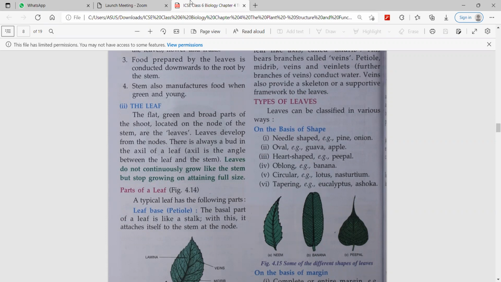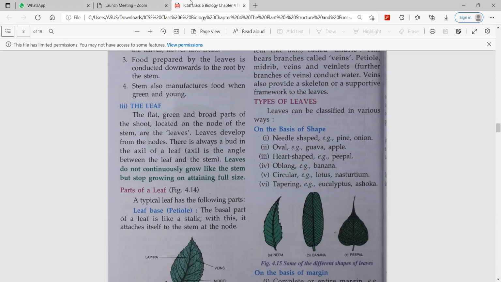And some are heart shaped, like peepal. Then we have the circular leaf of our very favorite flower, our national flower, that is lotus. So now we will look into depth about the leaf. What we have seen is that the leaf is a green, flat, broad part of the shoot.